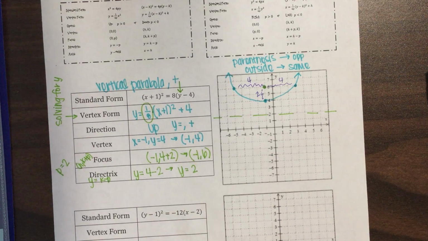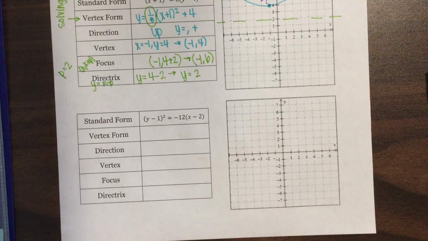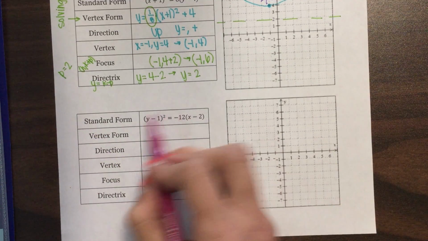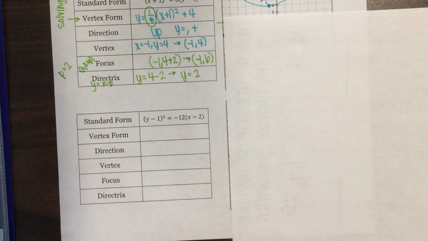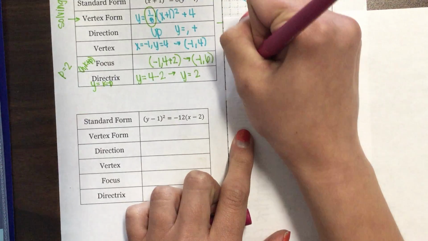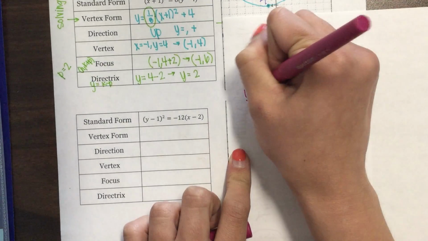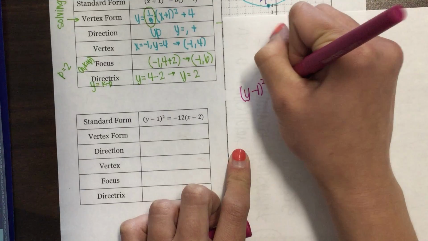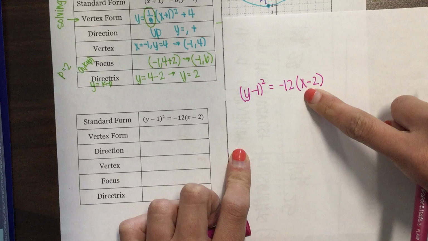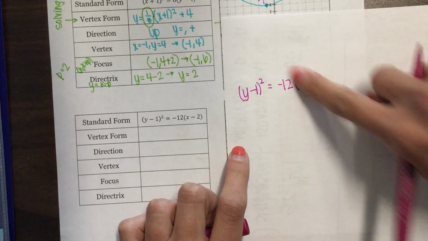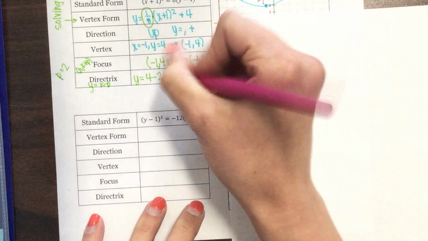Okay, let's do one more example. So let's look at this one. So this is in standard form. We need to put this in vertex form. So I'm going to pull out my scratch paper again. So this is y minus 1 squared equals -12 x minus 2. X is the one without a squared anywhere near it. So I'm solving for x.